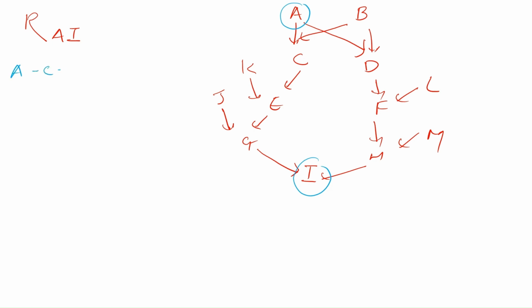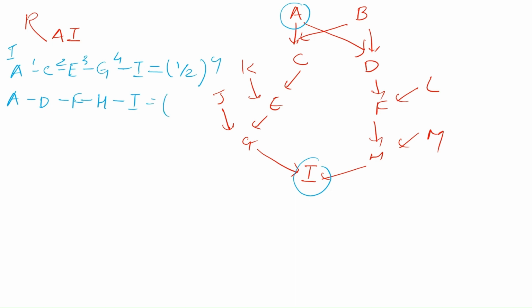A to C, then C to E, E to G, and G to I. Similarly, A to D, D to F, F to H, H to I. So how many paths total? Two paths. For each path, for path number 1, how many generation links? 1, 2, 3, 4. That means half to the power 4. Similarly, for path 2 as well, half to the power 4.